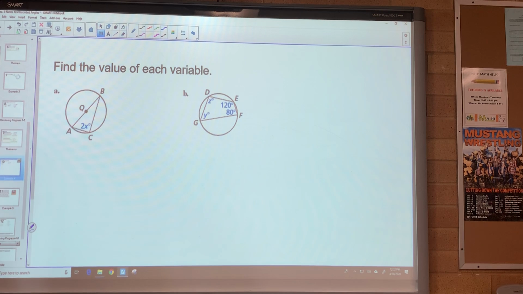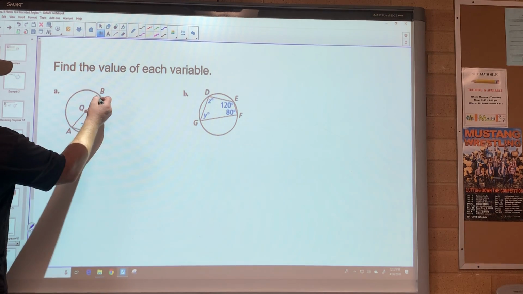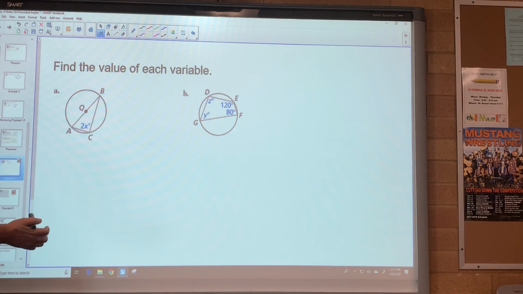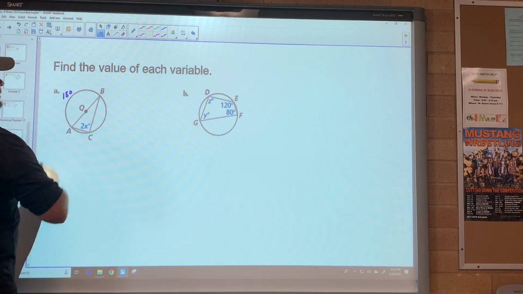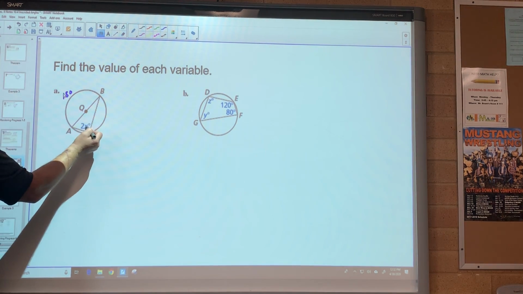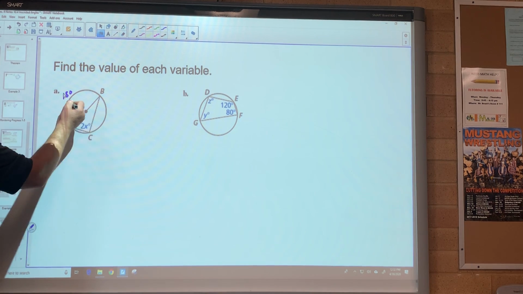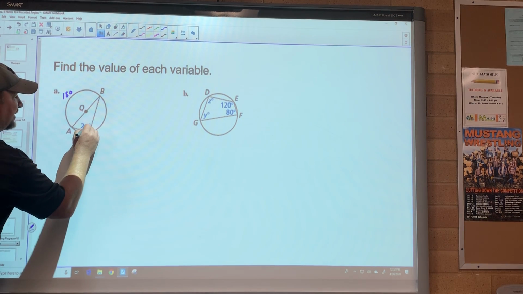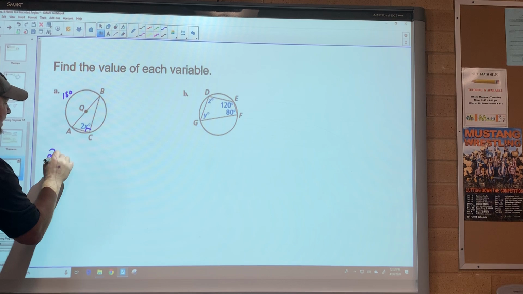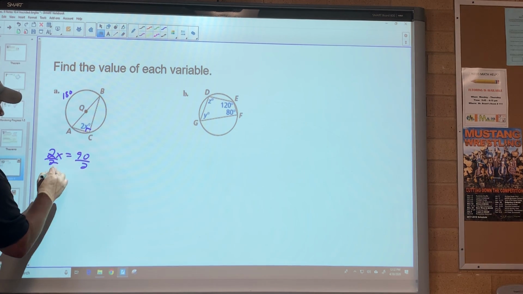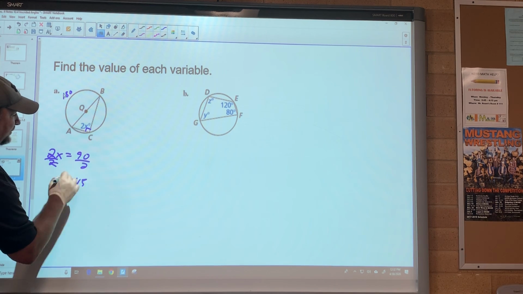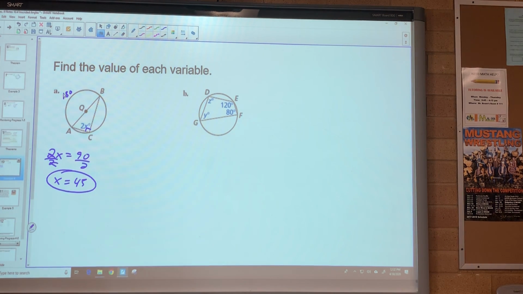Okay, so let's see what we can figure out. Well, I see a diameter. That's one thing you have to recognize. And it's in a triangle, so we know this is 180. But we know that this is not equal to it. It's half of it. So this has to be 90. And so we'll say 2x equals 90. Divide by 2. And x equals 45. Okay, find the value of each variable. We just did.